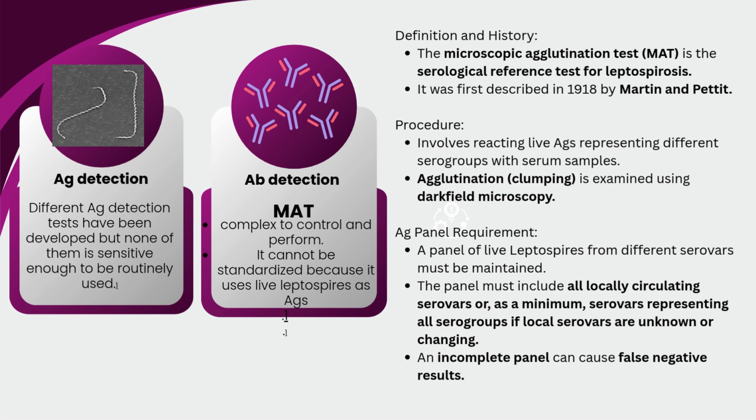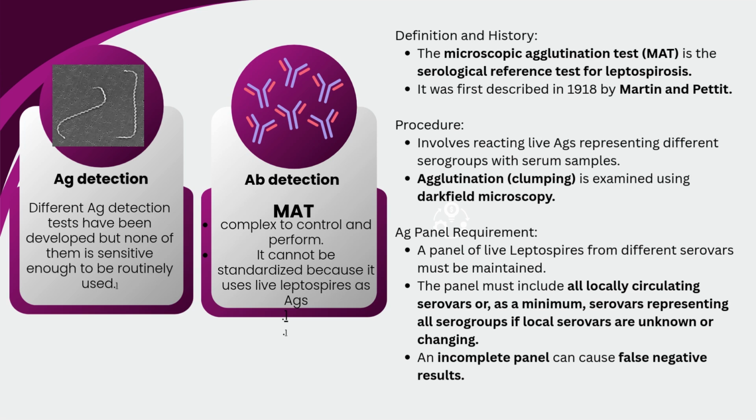So here, this section focuses on antigen and antibody detection methods for leptospirosis, specifically the microscopic agglutination test, or MAT. MAT was established in 1918 by Martin and Pettit. MAT is the standard serological test involving the reaction of live antigens with serum samples and examining the resulting agglutination under dark field microscopy. So it's in combination with dark field microscopy for our MAT.